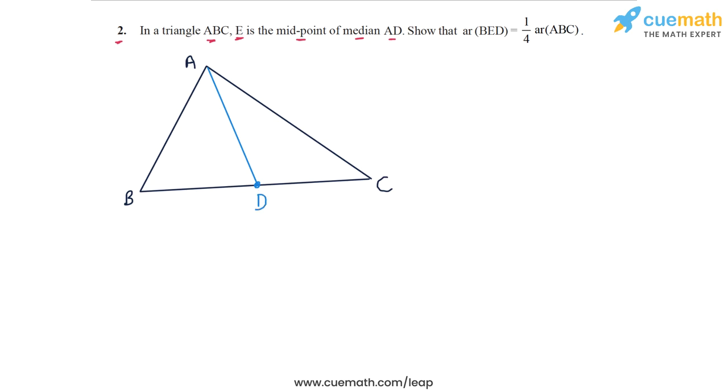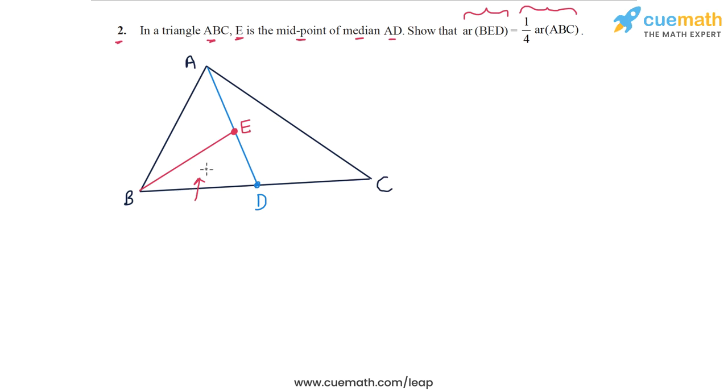And then we are told that E is the midpoint of this median AD. So we take the midpoint of AD, that's E, and then let's join B to E to get this segment BE. And now we have to show that the area of triangle BED is 1/4 of the area of triangle ABC. So the area of this small triangle BED is 1/4 the area of the whole triangle ABC. So this is what we have to show.